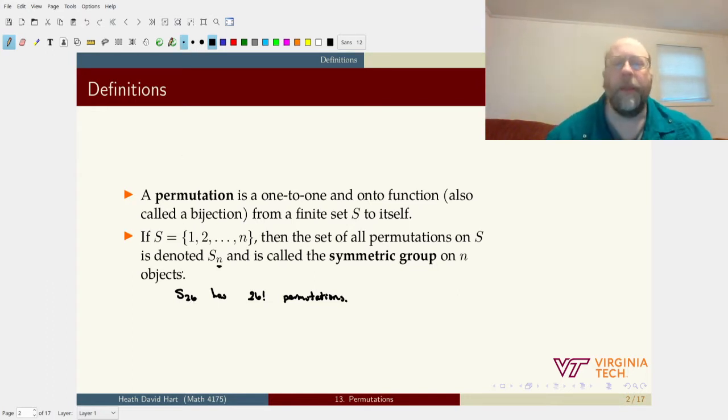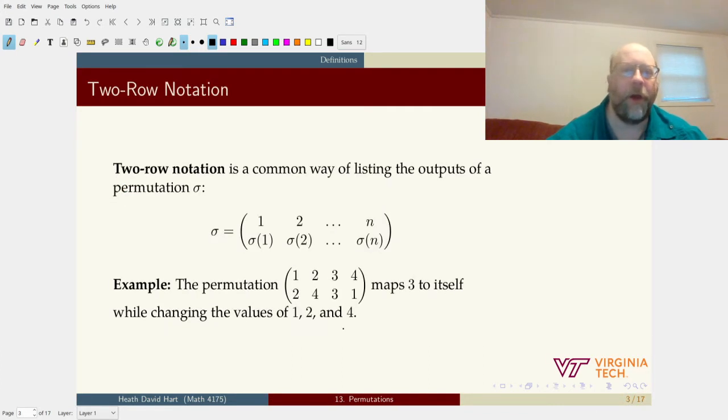For those of you who have had an abstract algebra course or a modern algebra course, it is a group under composition, and so we can take advantage of some of its group properties. If you haven't had a modern algebra course, that's okay. We're going to talk about the specific group properties that we'll use as we go along, and that's all we'll need to know.